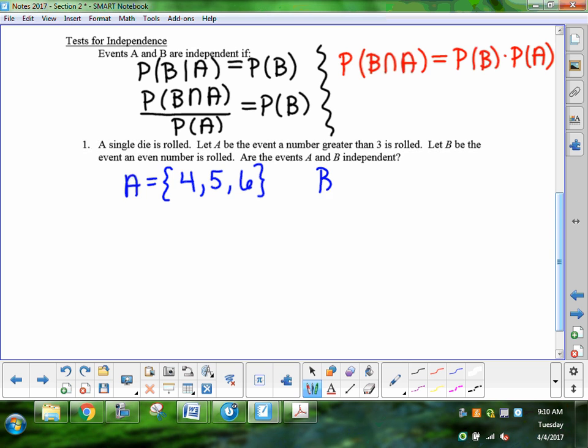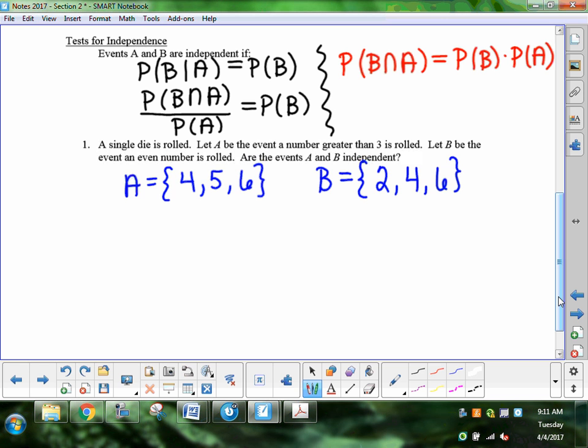What are the successful outcomes for B? Hands up, please, if you can tell me the successful outcomes for set B. 2, 4, and 6. Now, if I'm doing this out, there's 2 ways that we can do this. Let's try the one in red.